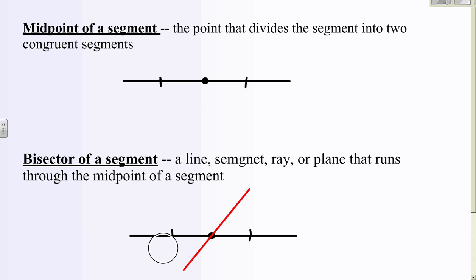Now, let me just get back to where we were. So the midpoint is this point right here that splits this whole segment in half. So we had a segment, and now it's split into two equal pieces. The bisector of a segment is this red line here. It's any line, segment, or ray that runs through the midpoint. So if I draw a line through the midpoint, it's a bisector. I could have a plane go through the midpoint. Anything that goes through the midpoint, it bisects it or splits it in half. And that is the end.